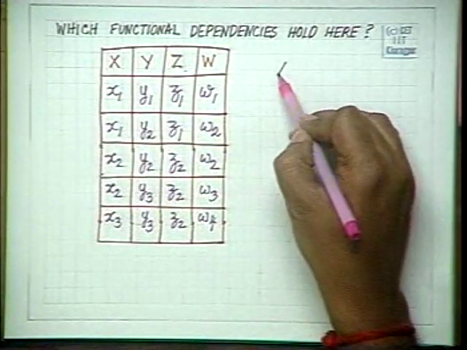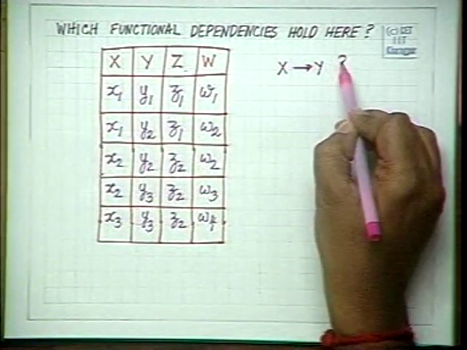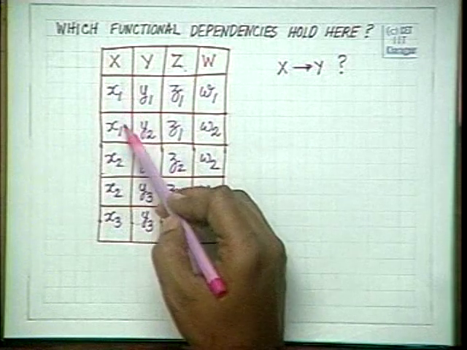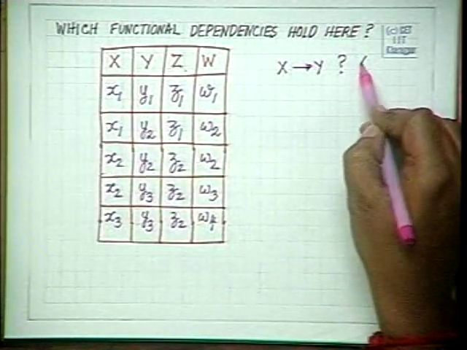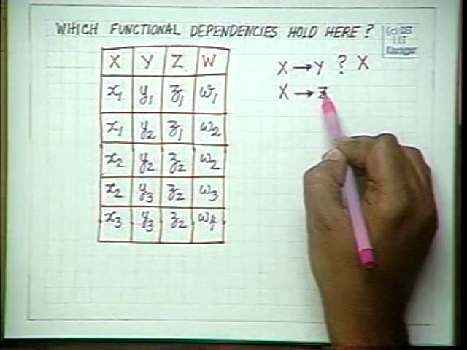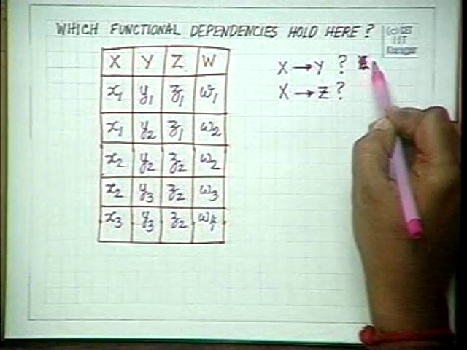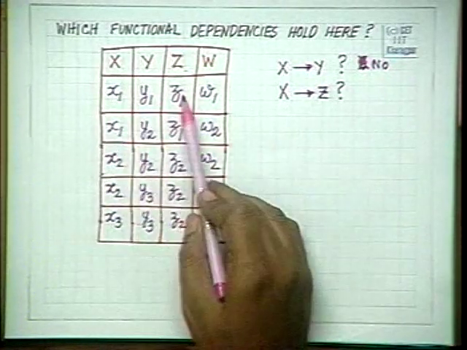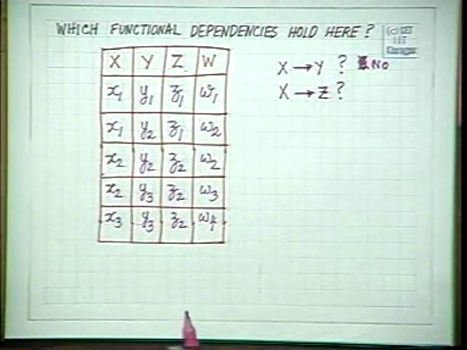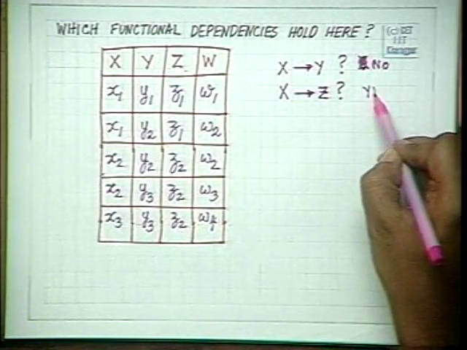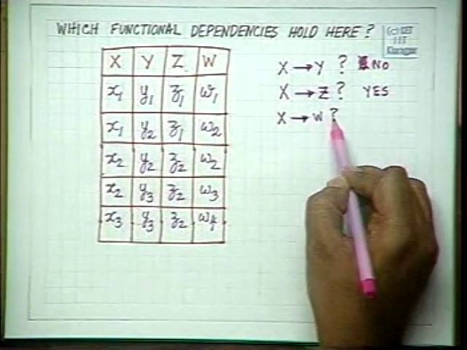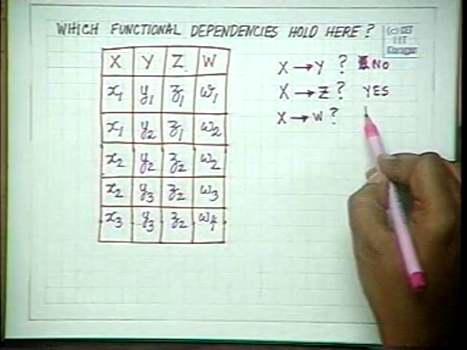Let us see them one by one. Does x to y hold? It does not hold, because when x is the same, y is not the same. So this does not hold. Does x to z hold? When these two are the same, these two are the same. When these two are the same, these two are the same. So that is fine. Whenever they are the same, this holds. Does x to w hold? When these two are the same, these two are not the same.